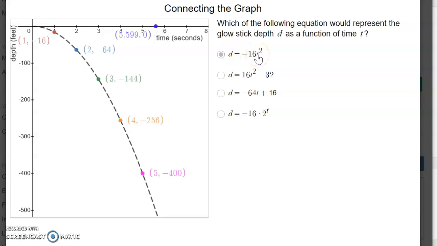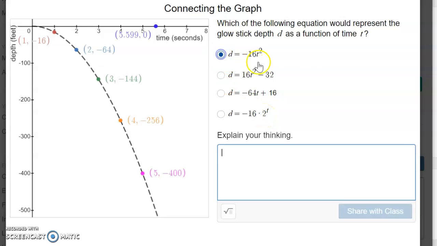So this will certainly work. With the other ones, when t is equal to 0, this will be a linear equation. That's certainly not a straight line. What about this? This is actually an exponential graph. So it is this one. And explain your thinking.